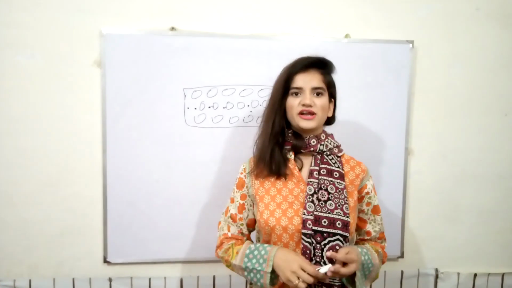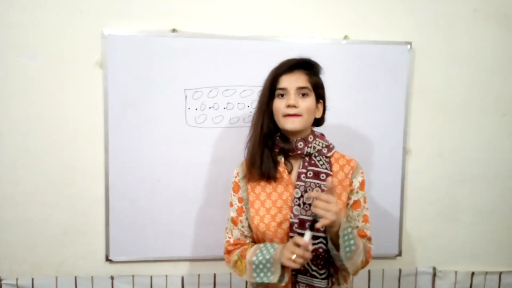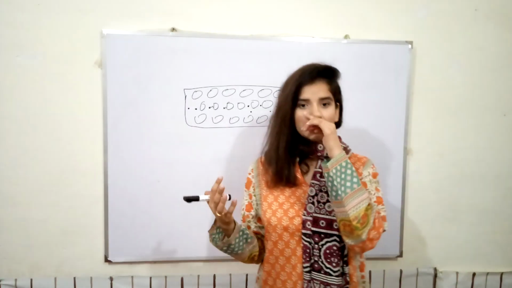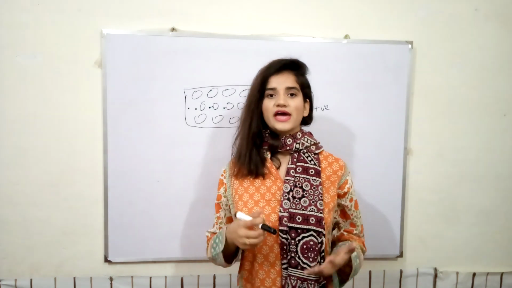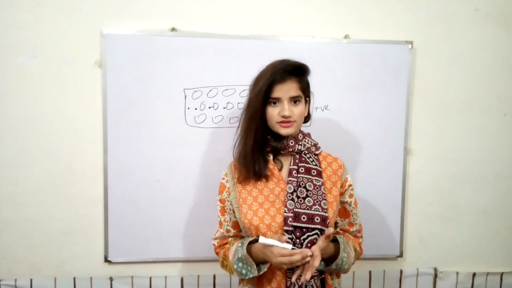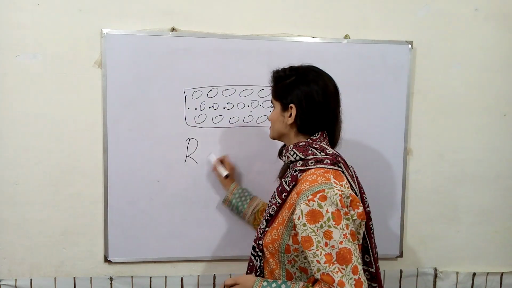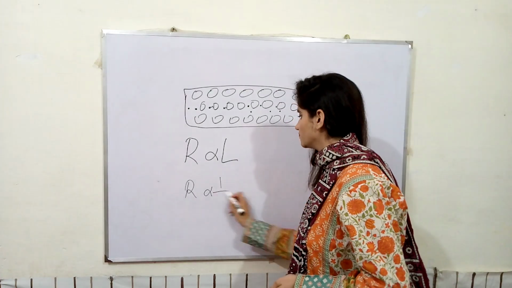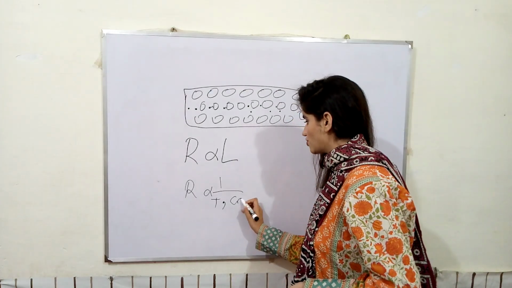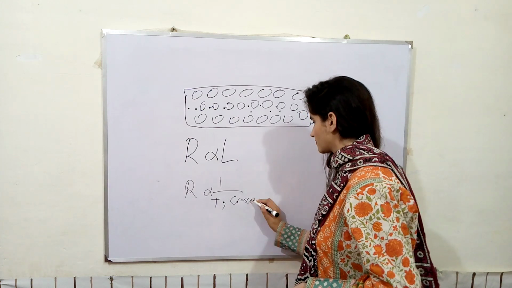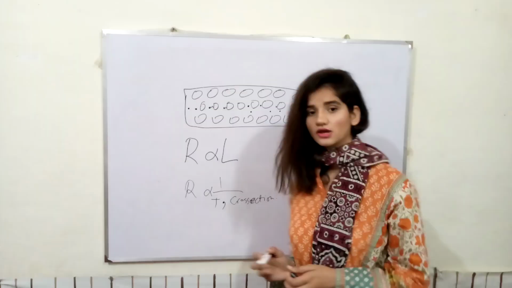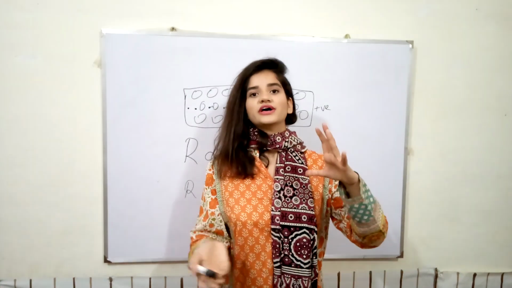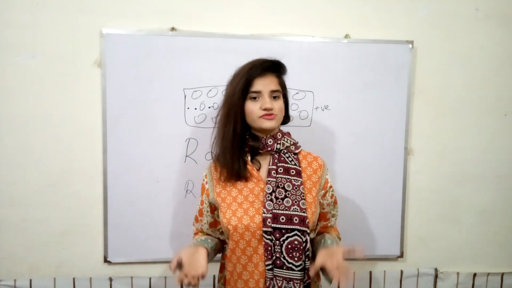And this resistance depends upon multiple factors. Number one, material of conductor. For example, it can be copper, it can be silver. There can be any material related to the conductor. It also depends upon the length and thickness. For example, resistance is directly proportional to length, but it is inversely proportional to temperature, cross section, and number of free electrons in a unit volume. So this is how the resistance is affected by multiple factors.